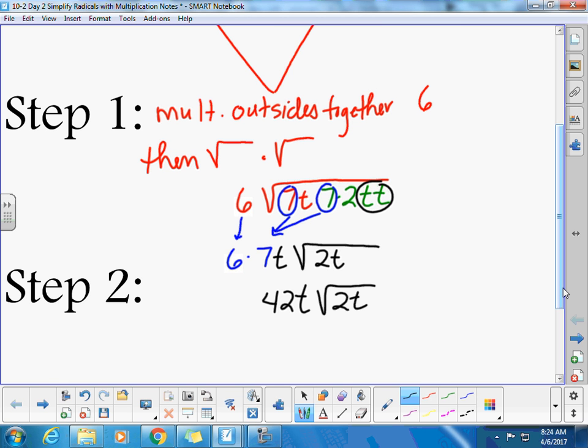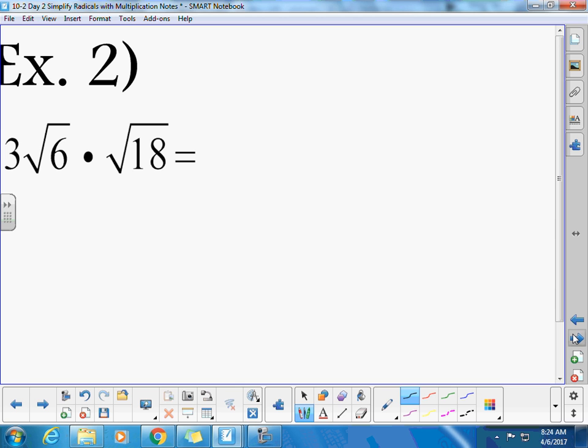So first step, multiply outsides together, then multiply the radical times the radical. Let's look at another one. So multiply the outside numbers together. Well, this is just a number 1, right? So it's 3 times 1, which is just 3. And again, I'm going to write this stuff underneath. So this 6 I'll write here. But I'm going to break 18 up right away. I know 18 is 6 times 3. So times 6 times 3.